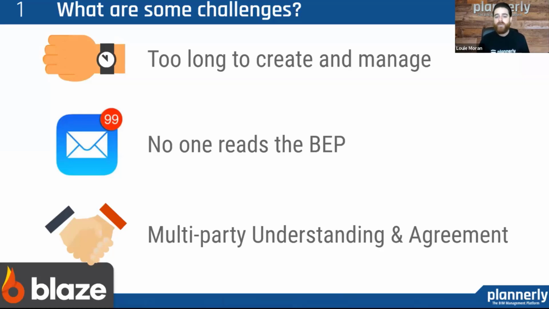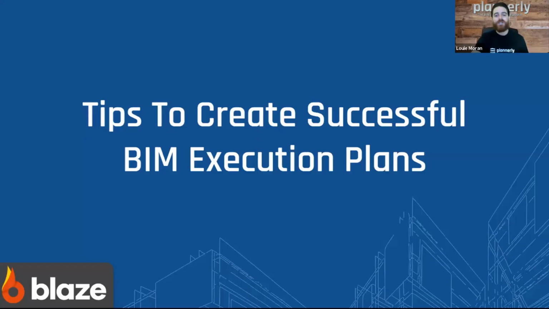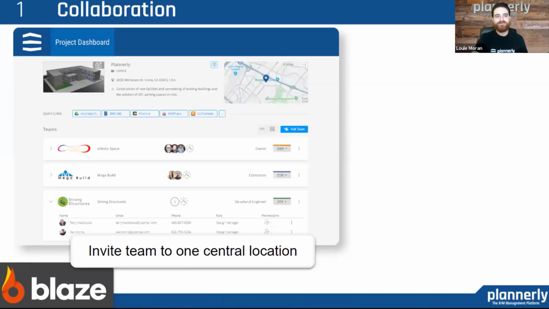So as long as we don't have agreement from everyone, that BIM execution plan is not going to work out for us. So agreement by all parties is very, very important. And when we do have one, it just ends up in a drawer where no one reads. So a lot of time and money that has gone into that BIM execution plan is essentially just wasted at this point. So we don't want this to happen. So here's some tips on how to create a successful BIM execution plan.